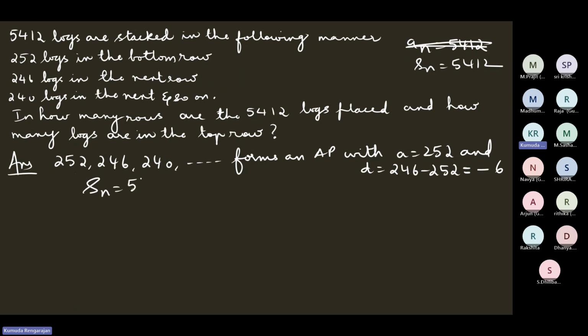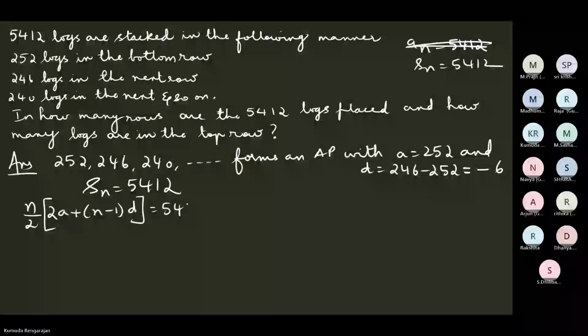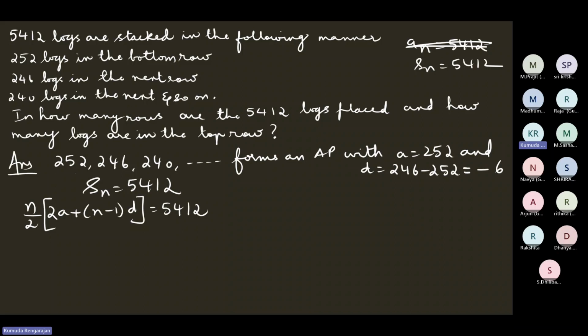Sn is equal to 5412, which means n by 2 of 2a plus (n minus 1) into d is equal to 5412. Work this, children. Please work this.